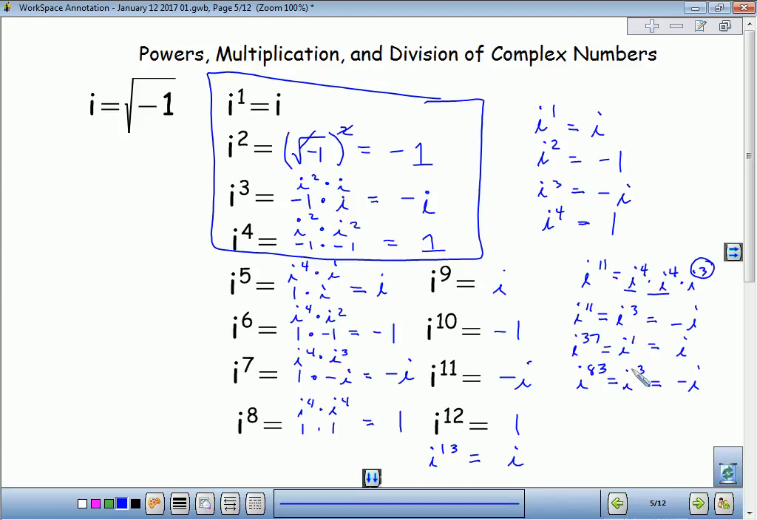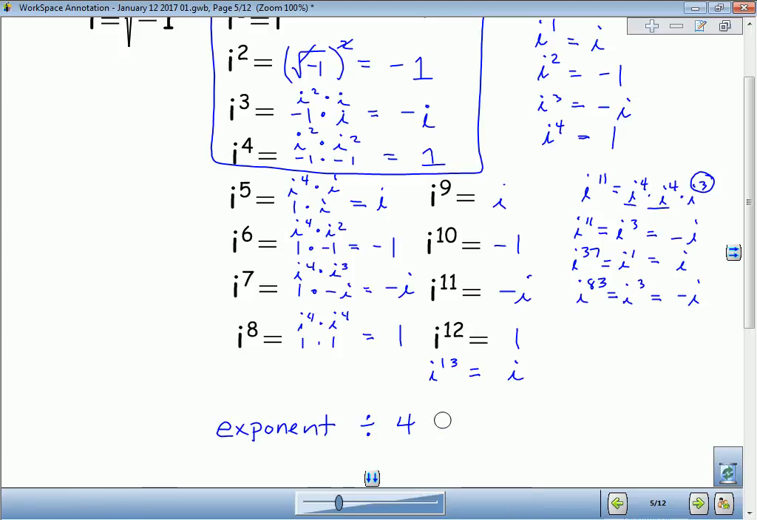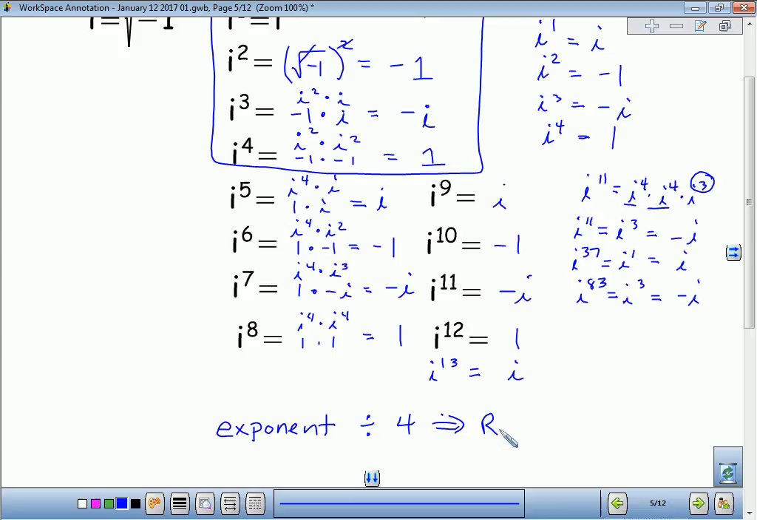Wait, how would it go through 12? Okay, so basically what we're doing is we're saying, let's take the exponent and divide by 4. Because that's how many times it takes before it goes completely through the pattern. But what we're looking at is the remainder. What we want from this is the remainder. So 83 divided by 4 goes through there completely 20 times. We don't care about that. We care about what's left, the 3.